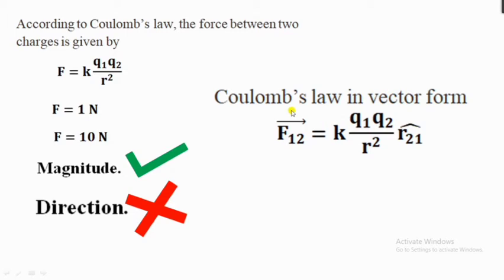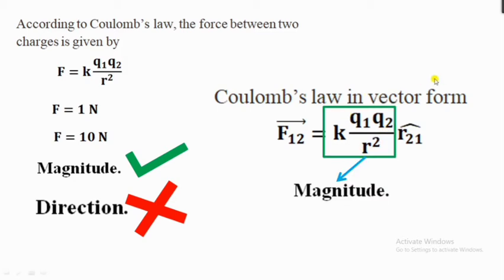Here you can see now I have cap, so that means it is a vector, and F12 means force on charge Q1 due to charge Q2. It is given by K Q1 Q2 by R square. This is the magnitude, and here we have the direction, that is R21. So direction is from charge Q2 towards Q1. This is the Coulomb's law in vector form, and this side is the magnitude and this gives the direction.